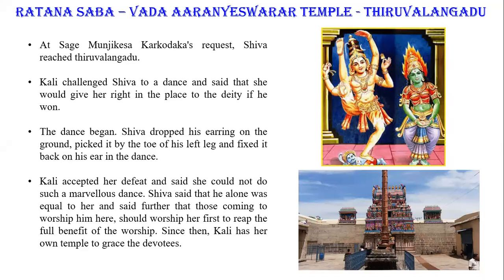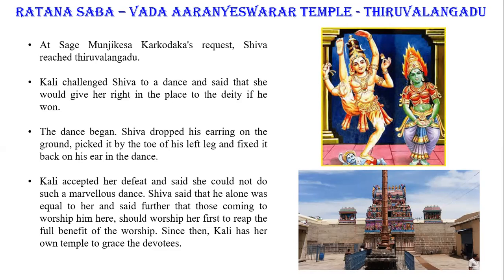Ratna Sabha is one of the most powerful places. It is in Tiruvalangadu, in North Tamil Nadu near Chennai. Once the sage Karkoda requested Shiva to come to Tiruvalangadu. In Tiruvalangadu there is Kali, only at that place. Kali challenged Shiva to dance, and said she would give up her place if he won. So the dance began.